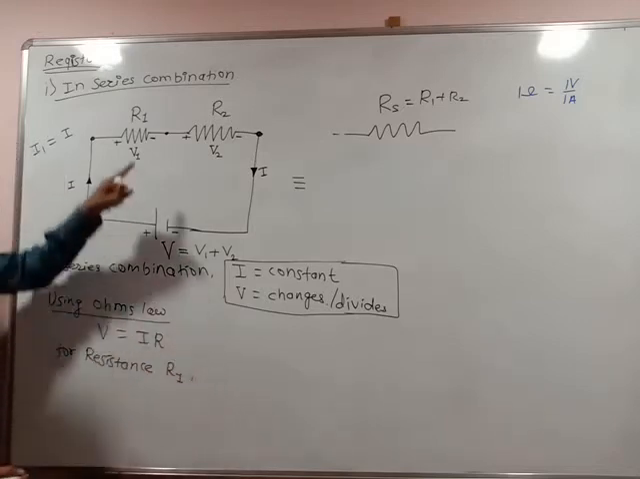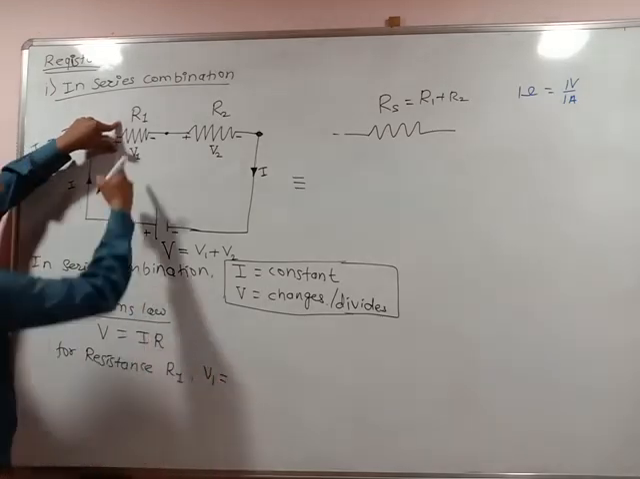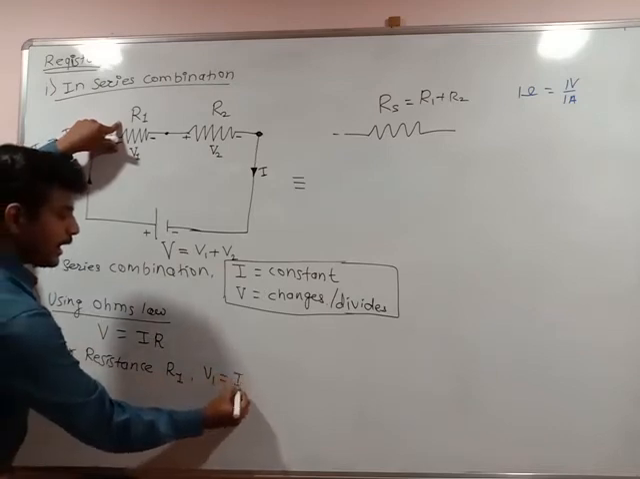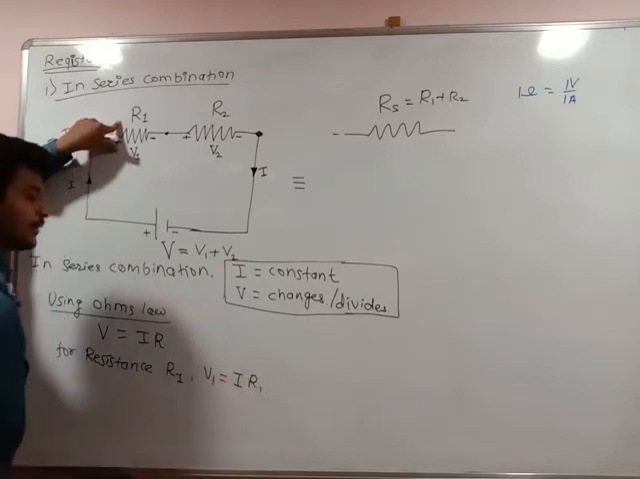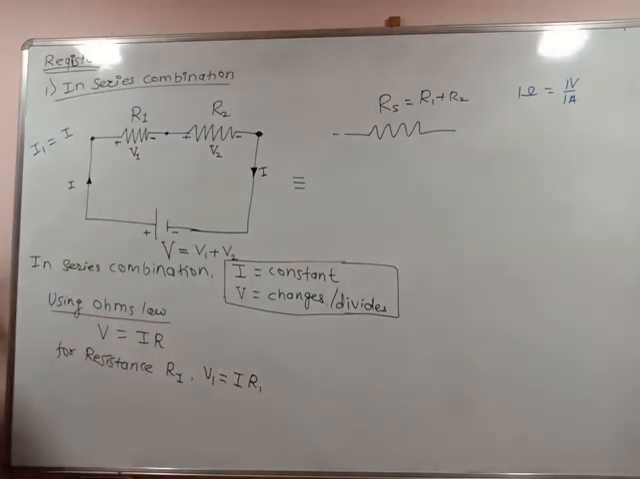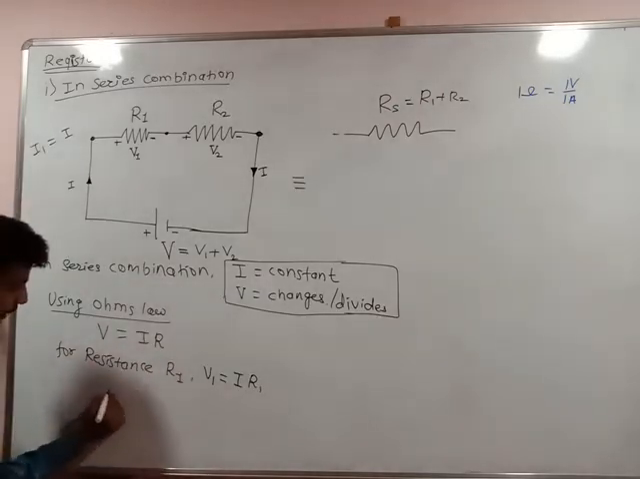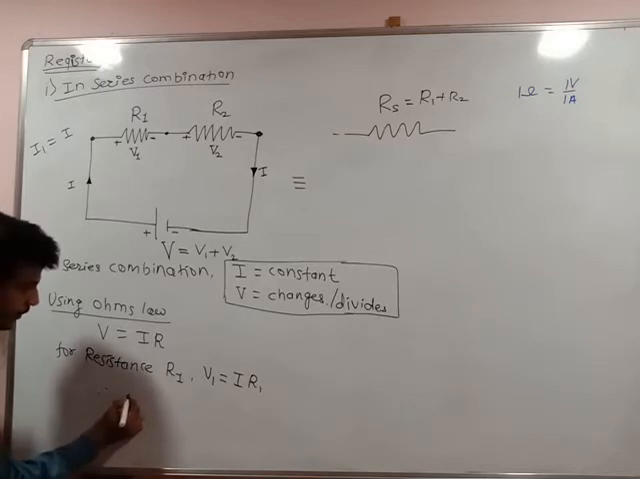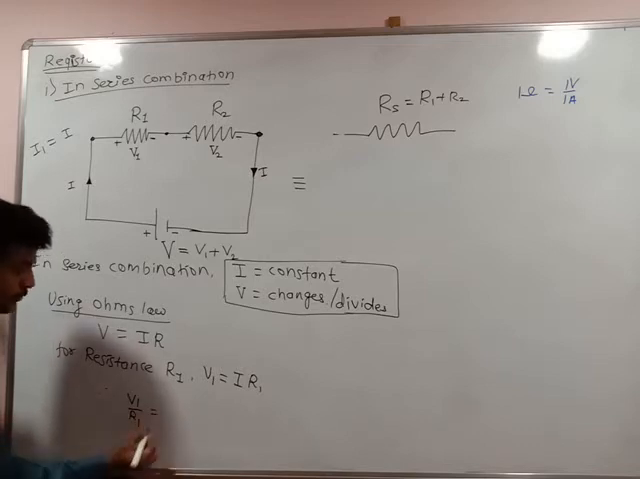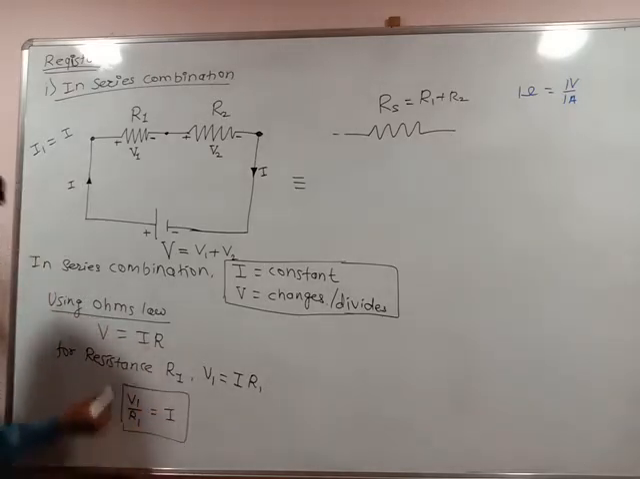How will we apply Ohm's law here? V is equal to IR. V1 is the drop across R1. V1 is equal to same I into R1. For resistance R1, V1 is equal to I into R1. Is it clear? V1 is equal to I into R1. Therefore, V1 upon R1 is equal to I.